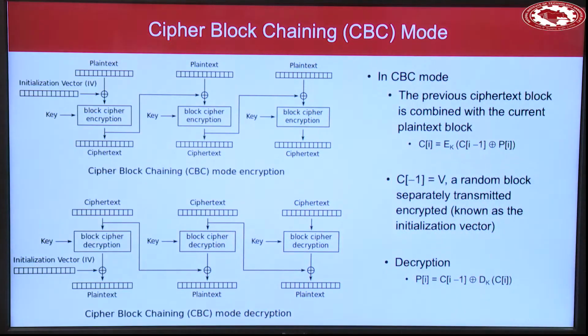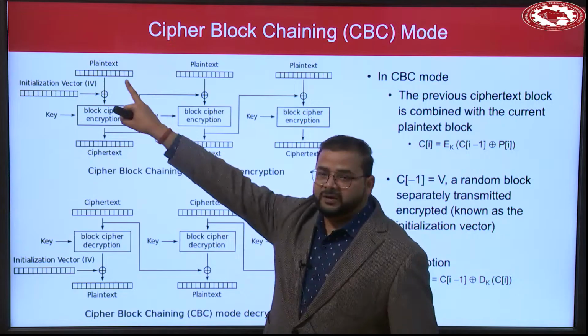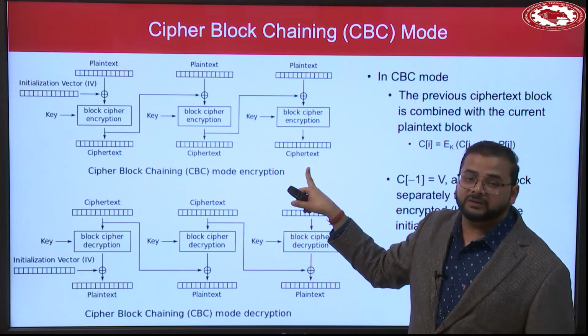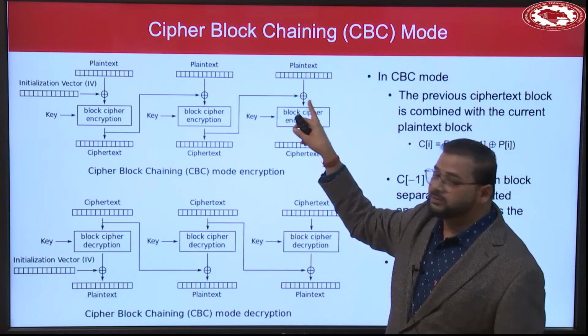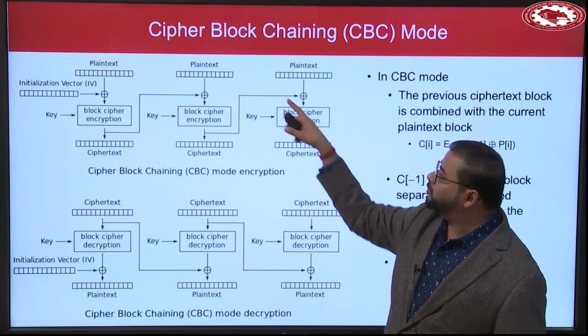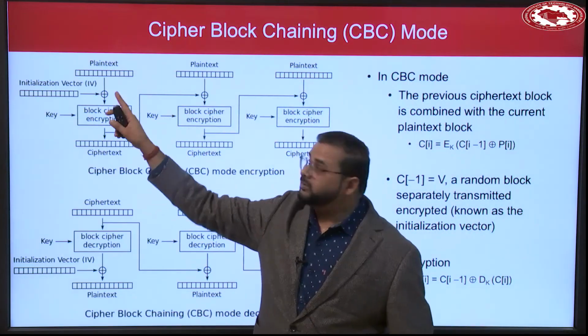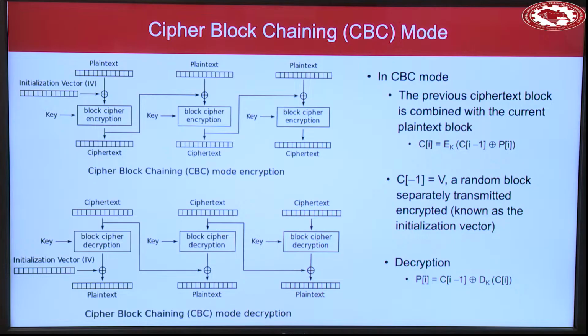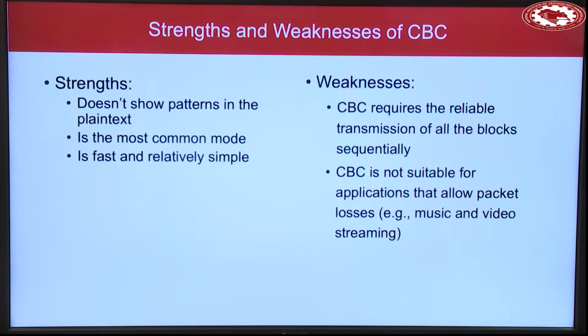Right? So what we are doing here: if my input text is the same here and here, my ciphertext is different because it's an outcome of this and this. So this input is different from this input, even if the message is the same. Every time your ciphertext could be different even if the plain text is the same. And that's how it solved this problem. It's one of the popular modes. That's how we do it. It doesn't show patterns in plain text. It's the most common mode, faster and relatively simple.